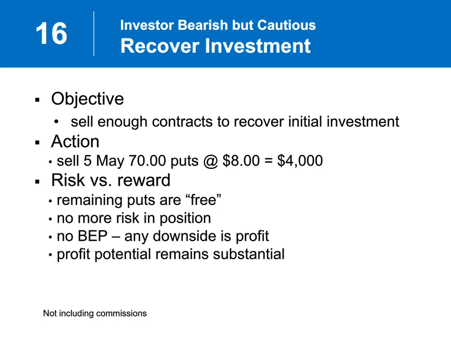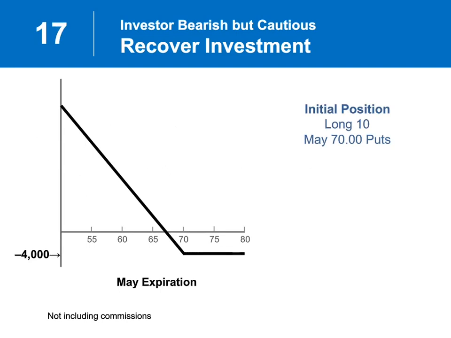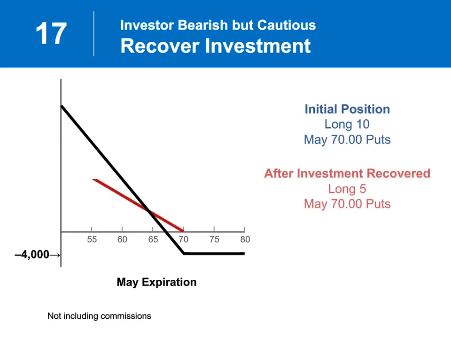We basically are at break-even because we did break even, and we've got these 5 puts to see what happens with over the course of the next few weeks. So there's our initial investment. We know that 4,000 minus 4,000 was the initial cost, and at this point we've got that 4,000 back in the account. So going forward, we are long essentially 5 free, if you will, May 70 puts.